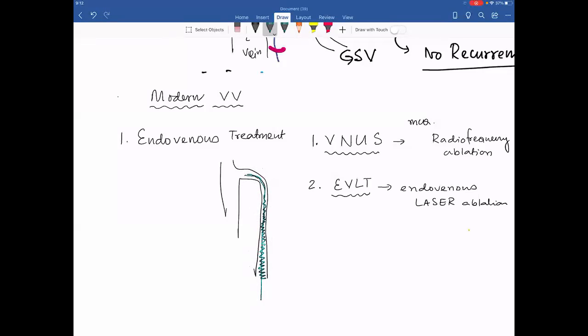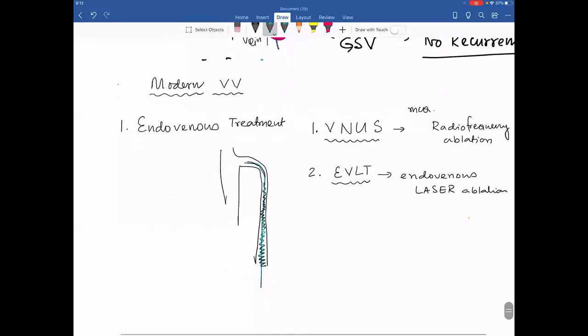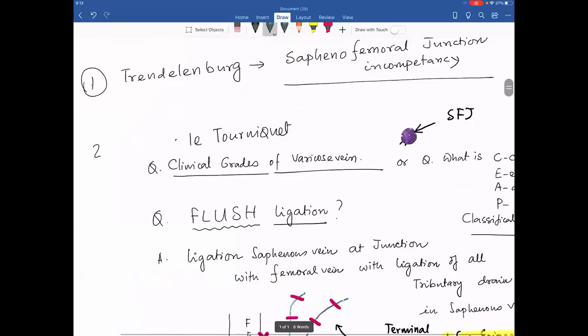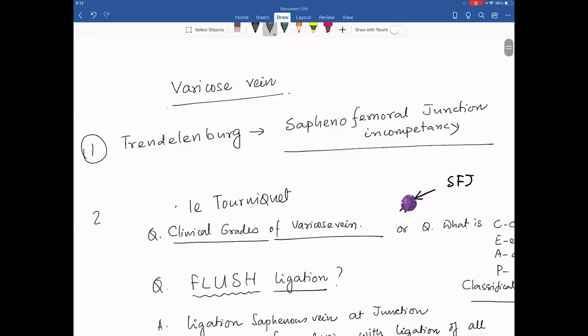Okay, job done. Chalo. So this completes the full class on varicose vein, including all advanced viva that you can be asked about. All things in varicose veins are done.